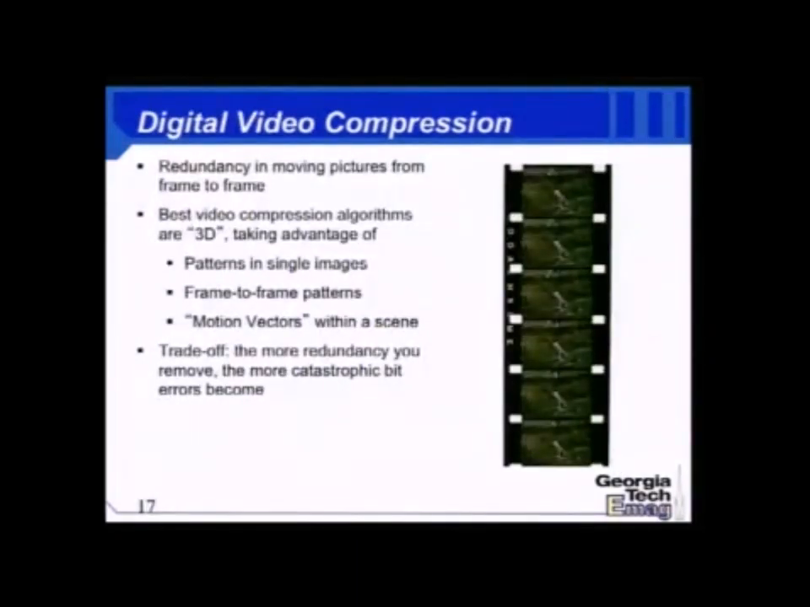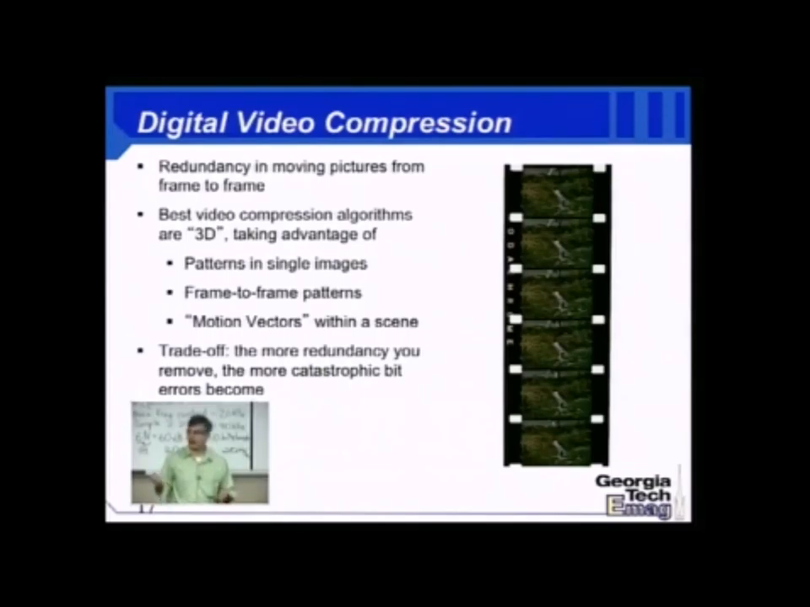Now, what does this have to do with video? Well, it turns out that you use almost the exact same types of techniques that were applied to JPEG. You just do it to now a frame, a moving frame of pictures. Now, it turns out that there's even more redundancy in a moving image, like a video, than there is in a still.